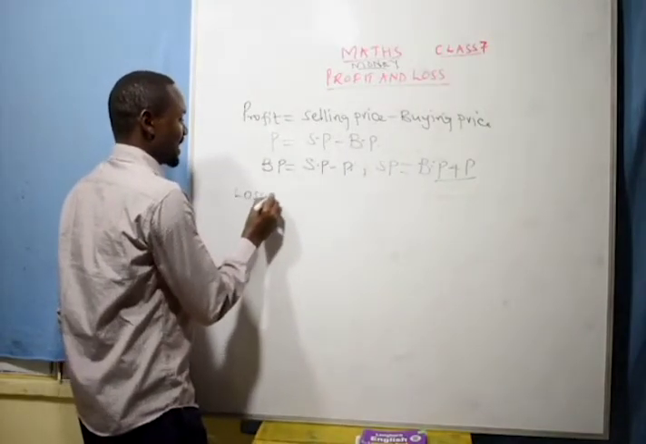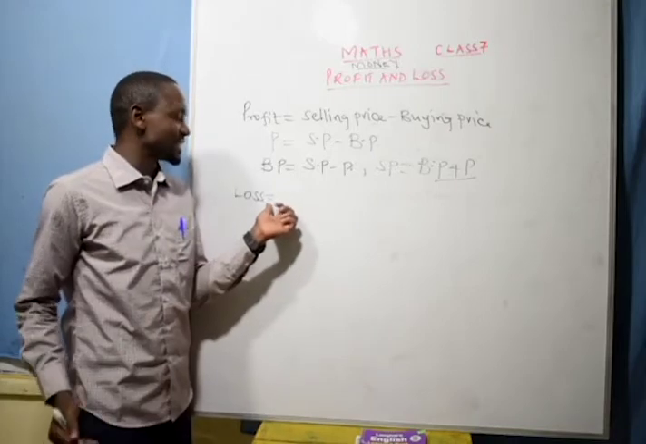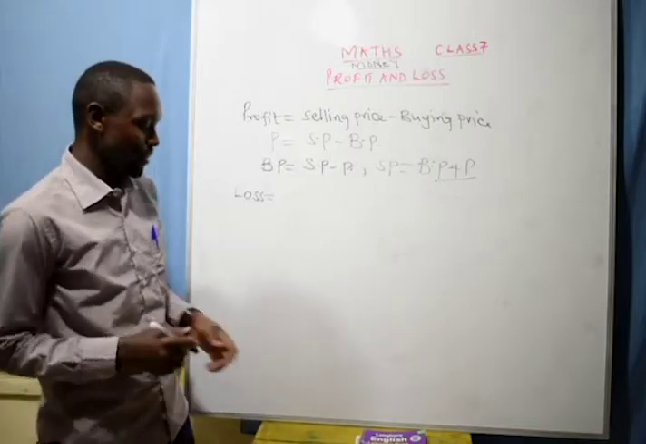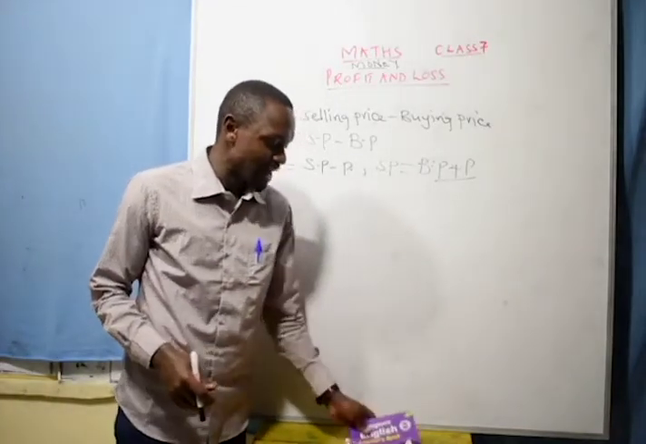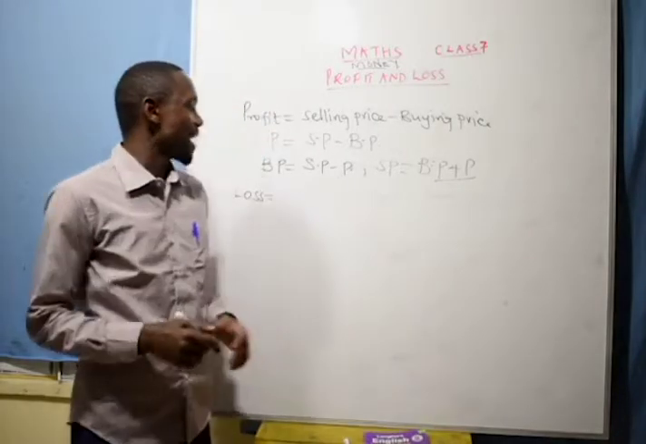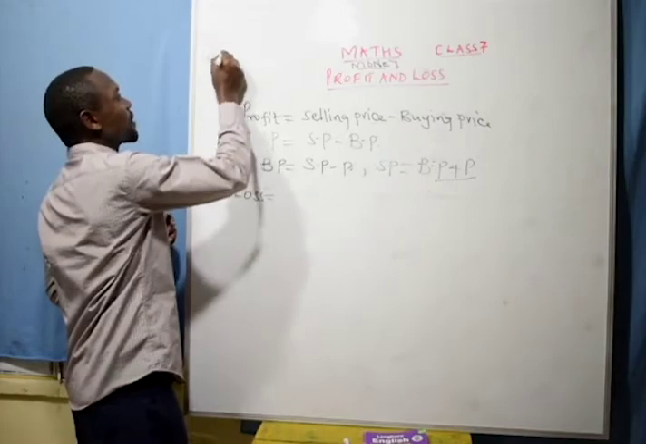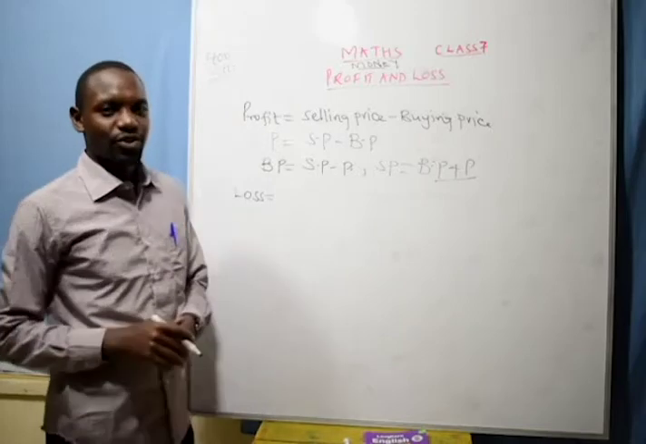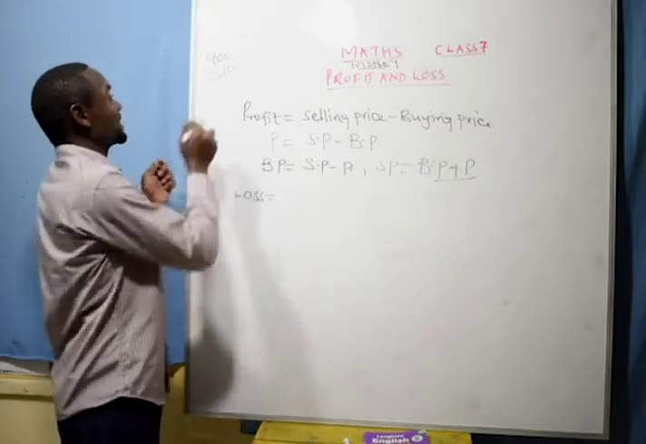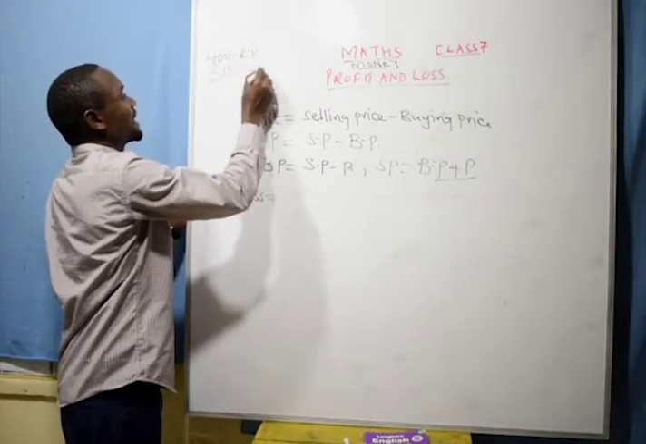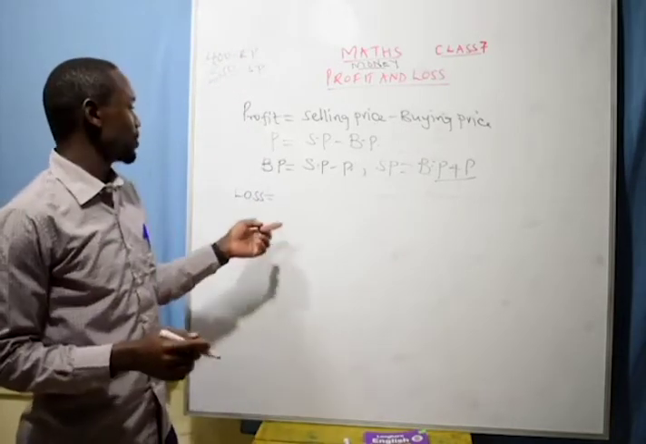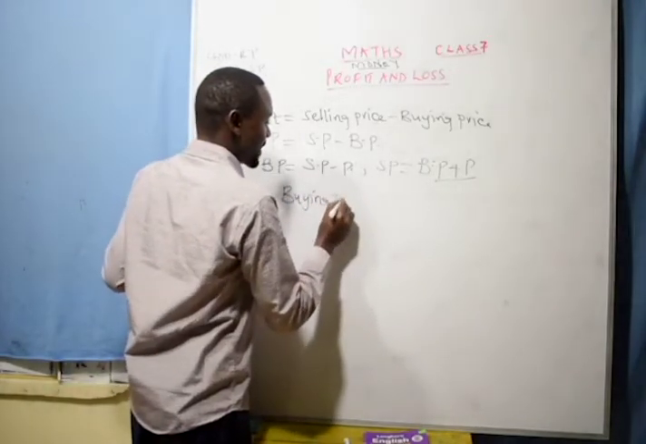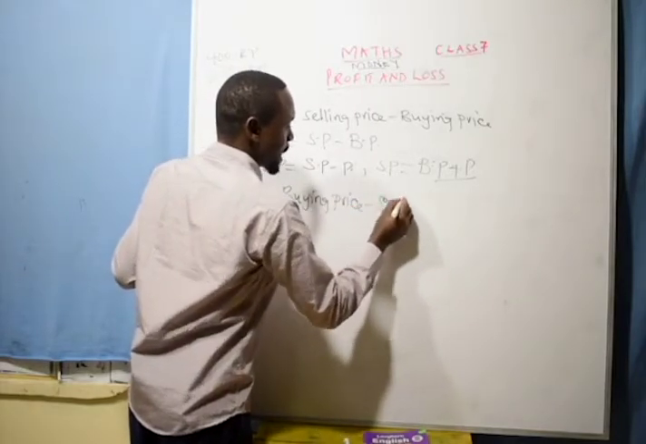Loss, I said, is incurred when you sell an item at a lower price than you had bought it. For example, using the same book, I buy this book at 400 shillings. Then after buying the book, I sell it to you at 350 shillings. Do I incur a profit or a loss? The buying price is higher than the selling price. That means I will sell the book at a loss. So we say loss is given by the buying price minus the selling price.